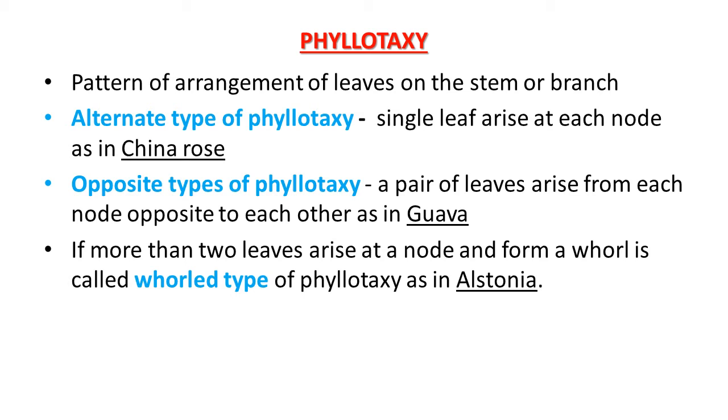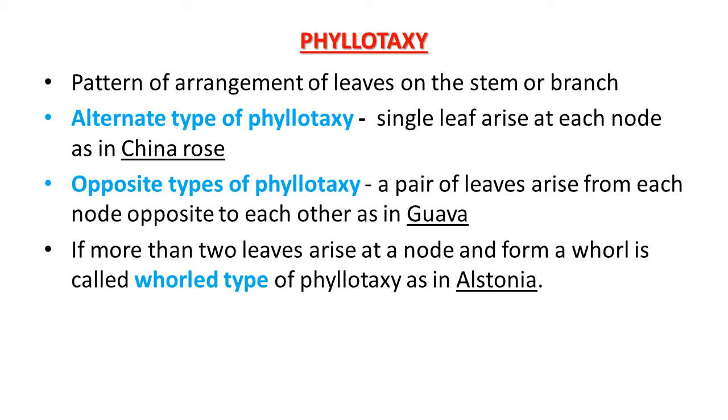Second type is opposite type of phyllotaxy. Here a pair of leaves arises from each node. This is an important point here. From a single node, a pair of leaves arises opposite to each other. In guava, this opposite type of phyllotaxy is observed. In the first type, alternate type, leaves were arranged alternately, but here they are exactly arranged opposite to each other, and that's why this pattern is known as opposite type of phyllotaxy.